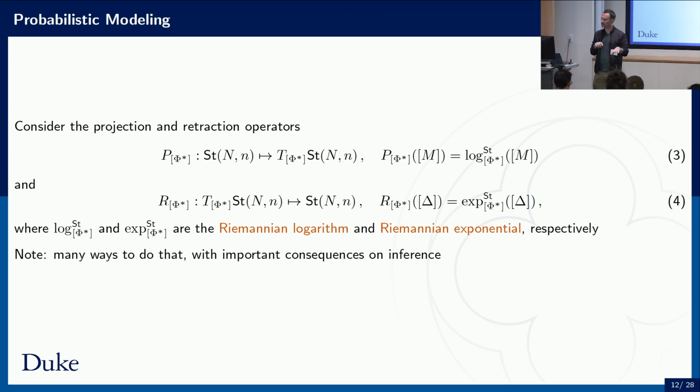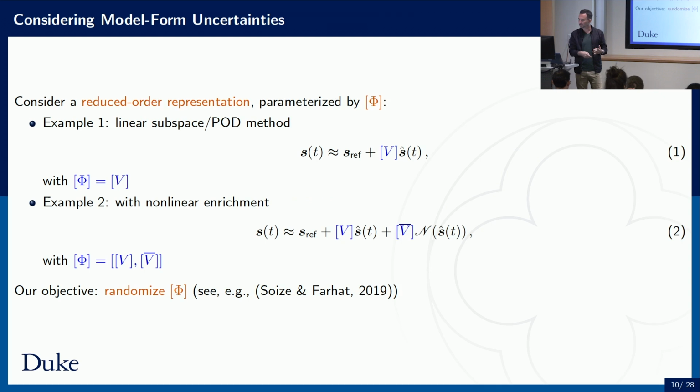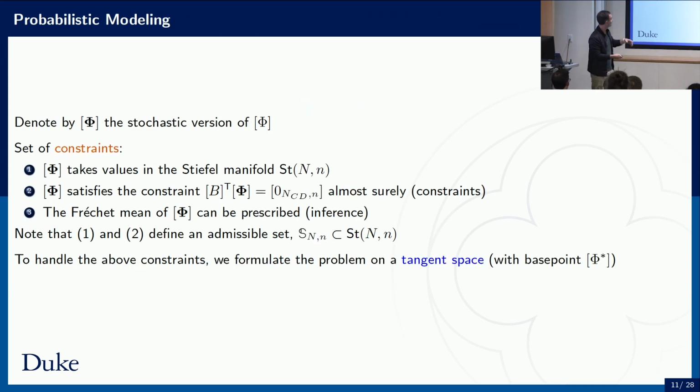I'm happy to elaborate on that, but the point I want to make is that there are many ways to do that with very important consequences on how you do inference, how you do the propagation, and so on. In particular, in the initial formulation that Soize and Farhat had, they were using a polar decomposition to project. And because of this, and because of this second constraint, they ended up with a probabilistic model that works, but that has thousands of parameters, and that's just extremely complicated to calibrate, and to propagate as well.